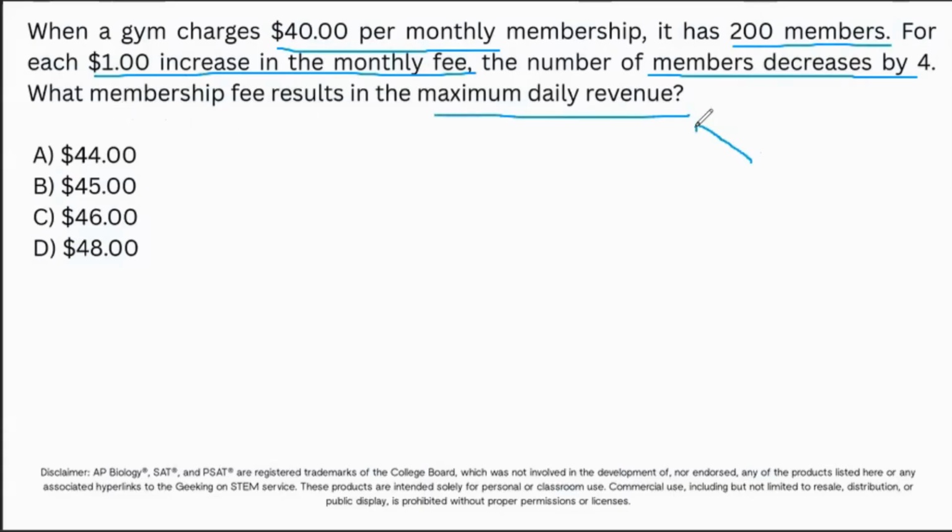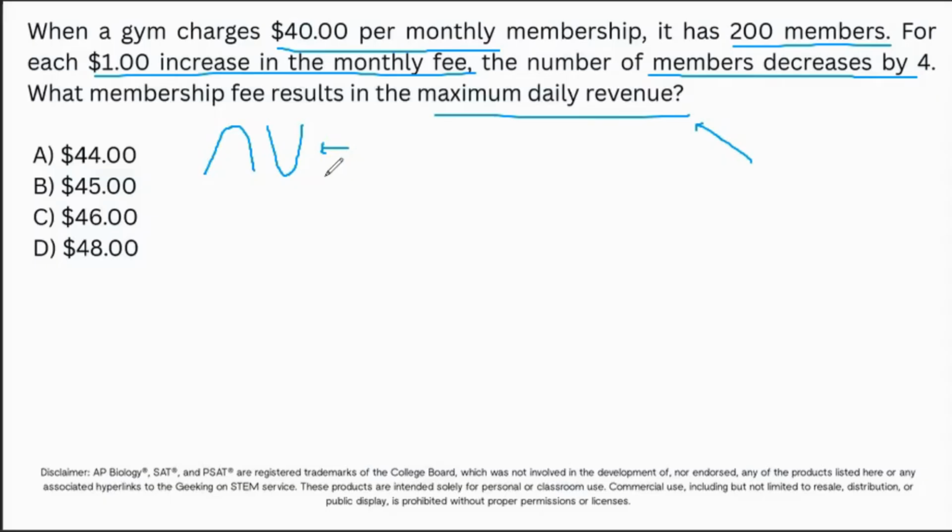When they ask you for the maximum or minimum, they're leading towards an equation that involves some sort of quadratic that makes some sort of shape like this. That's your first key hint that you're multiplying two sets of numbers together, so you're going to have something with x squared.